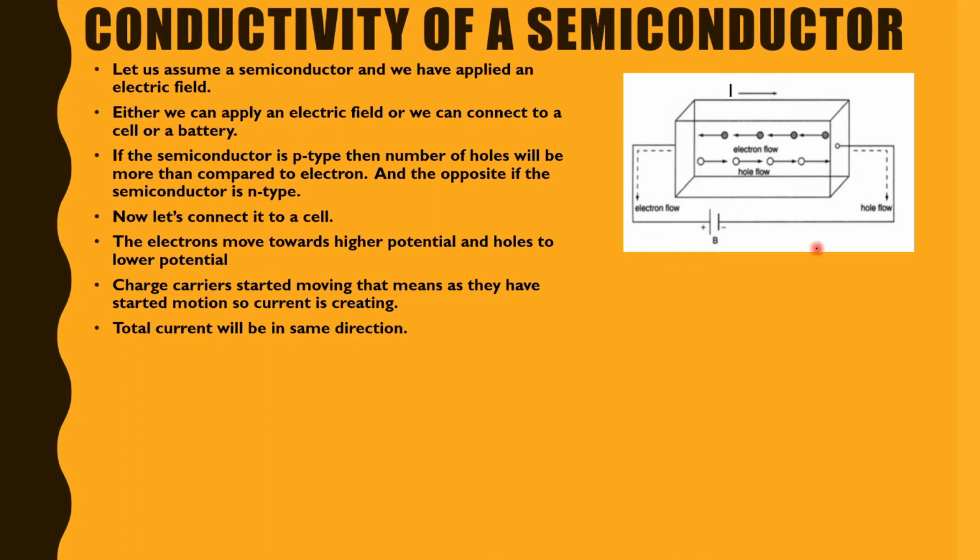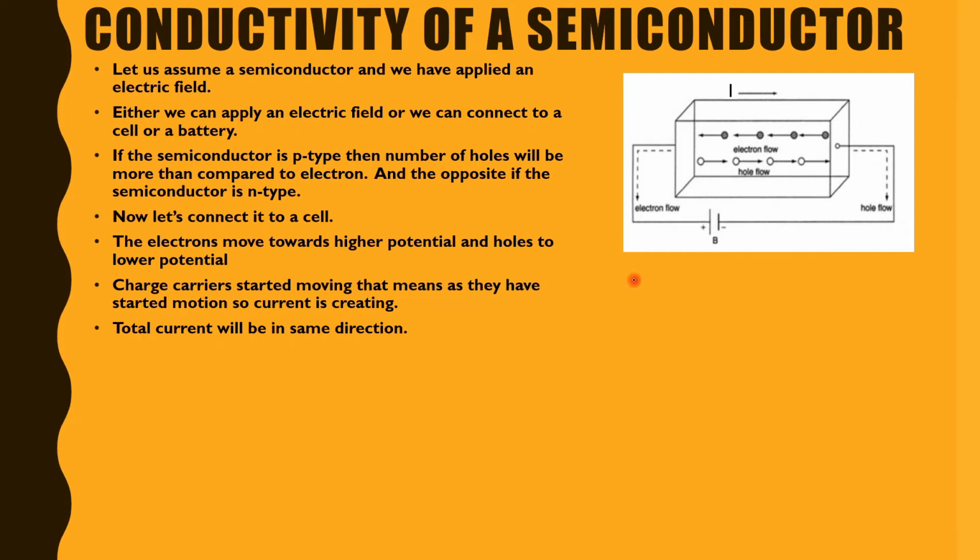So here is a diagram which you can see. This is a semiconductor. Either you can apply an electric field or you can attach it to a battery or a cell. Now you know that a p-type semiconductor has more holes as compared to electrons, and an n-type semiconductor has more electrons than holes. Now we are connecting this semiconductor to our battery. All the shaded circles are electrons and the unshaded circles are holes. What happens is that the electrons move to the higher potential whereas the holes move to the lower potential.